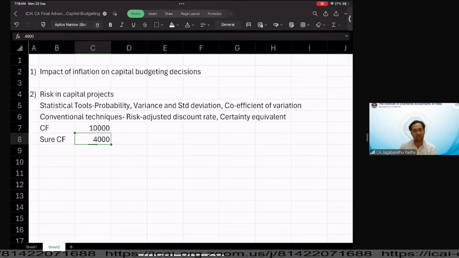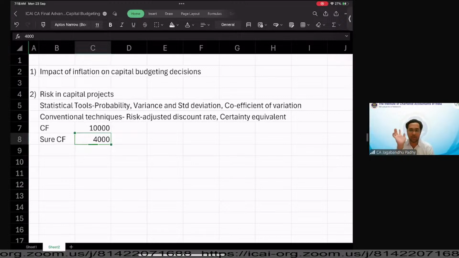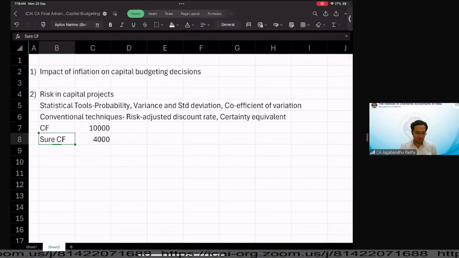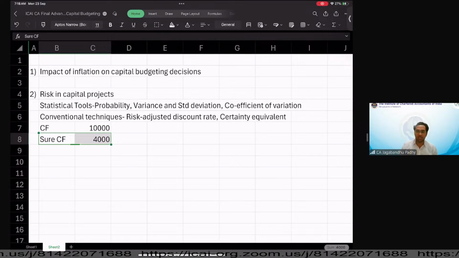Should I use the cost of capital? Should I use the cost of equity? Or should I use the risk-free rate? If these cash flows are 100% sure, I'm going to receive this cash flow. Should it be a risk-free rate or should it be a cost of capital? Tell me, what should be the rate at which I should discount this 4,000? This is sure shot, 100% sure that I'm going to get this.